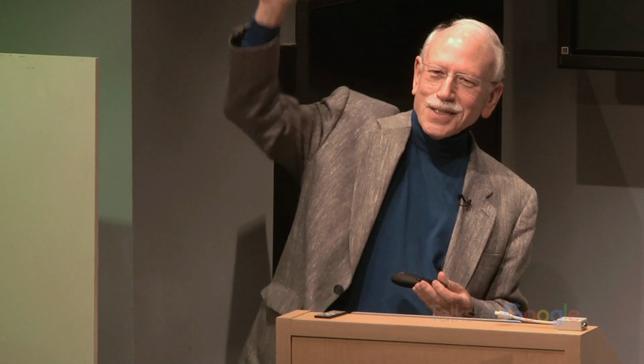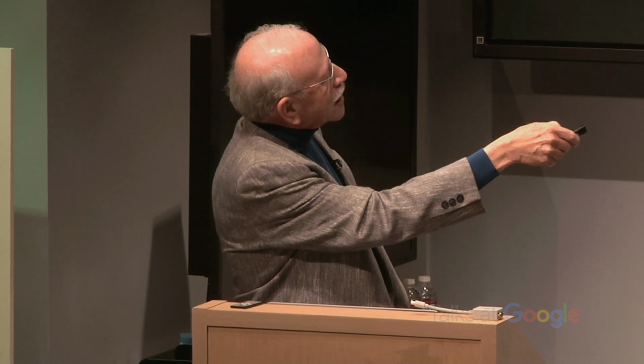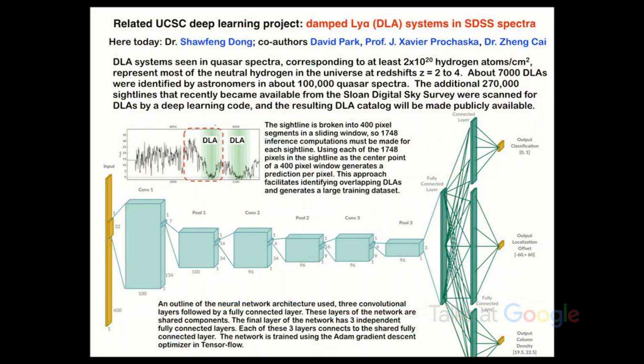And then the most recent project run out of Lawrence Berkeley Laboratory called BOSS provided another 270,000 of these spectra. And so Xiaofeng Dong, who's here in the audience, raise your hand, Xia, and David Park at Santa Cruz, and Professor Xavier Prochaska and Sheng Kai have created a deep learning code that analyzes the spectra and finds these gaps, these places where the light from the quasar has been strongly absorbed. And those are these damped Lyman alpha systems.